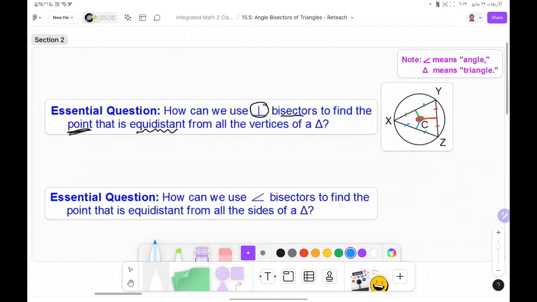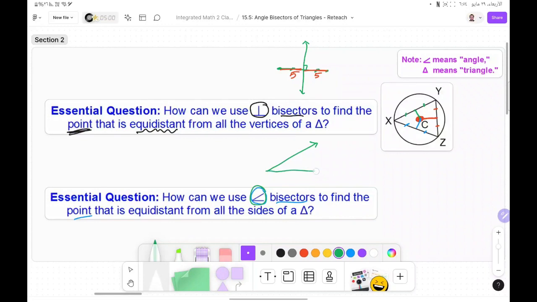Now, how can we use the angle bisector to find the point? Let me remind you. For the perpendicular bisector, I have a ray or a line, and I have a line that intersects it perpendicularly, so this side here is equal to that side here. From here to here is equal to from here to here, so if this one is 5, this one should be 5. So this is a perpendicular bisector. But here it's saying angle bisector. What do you think an angle bisector means?